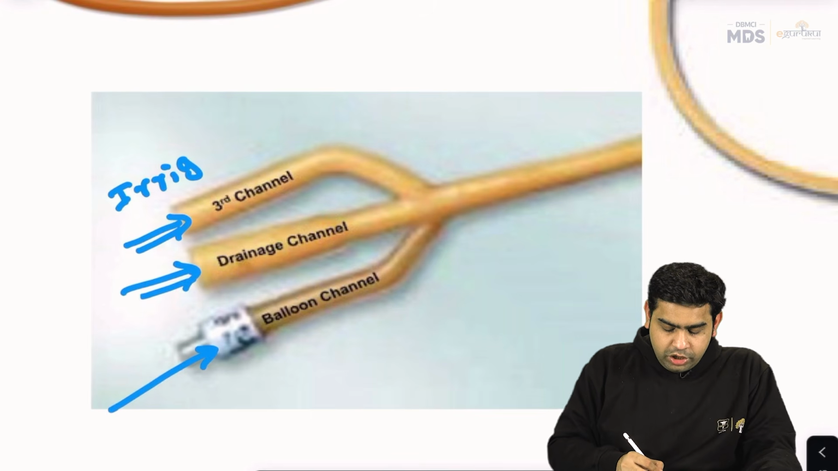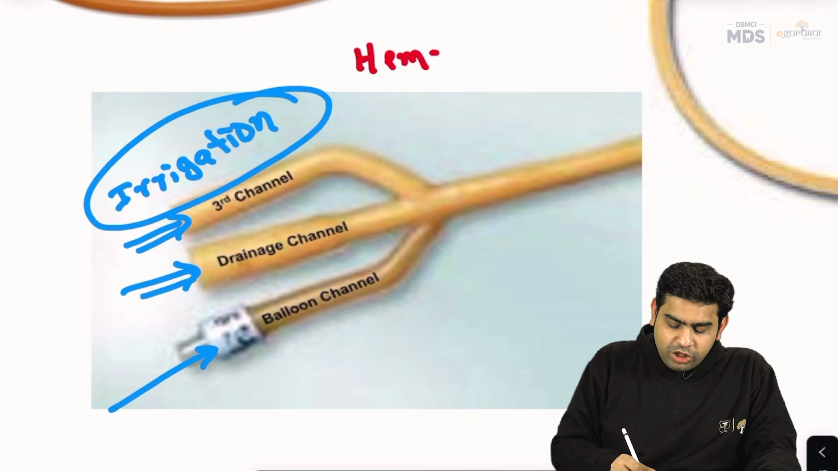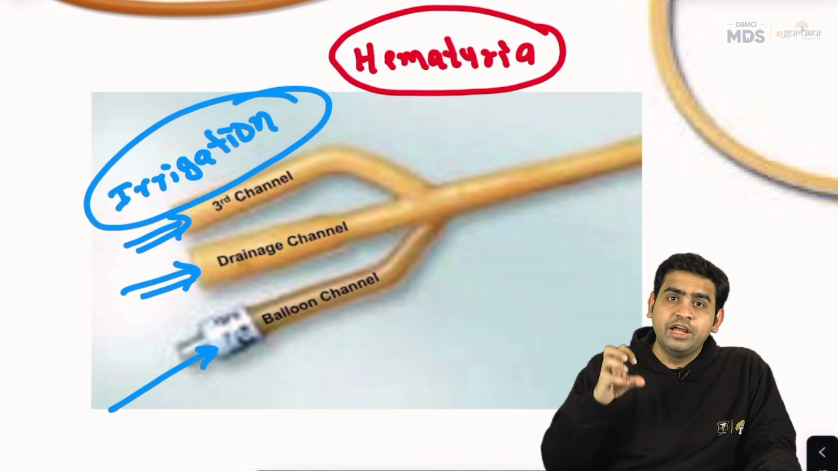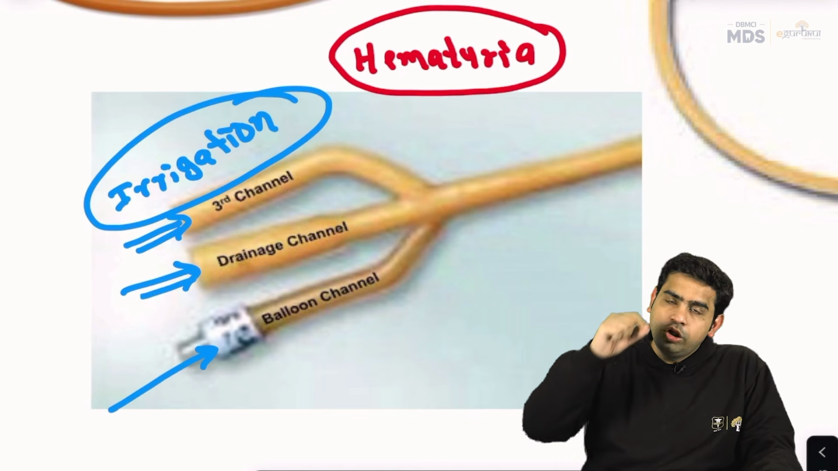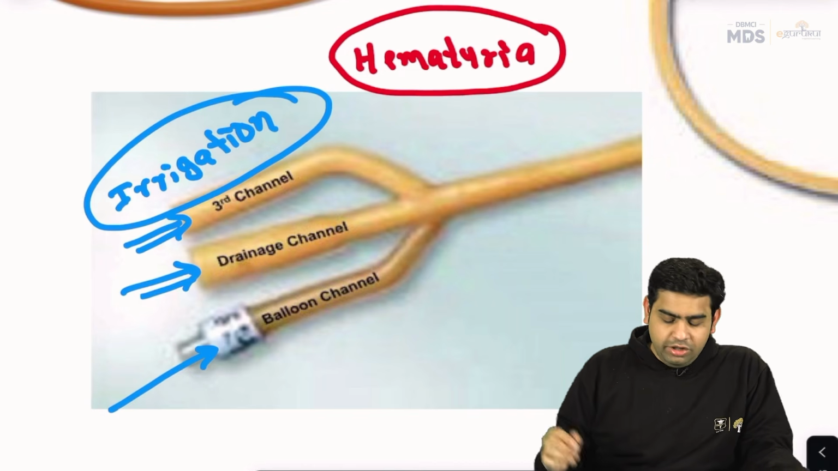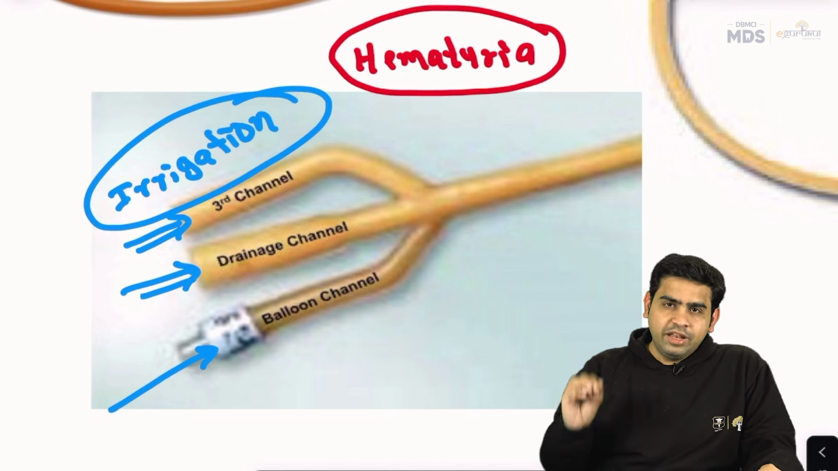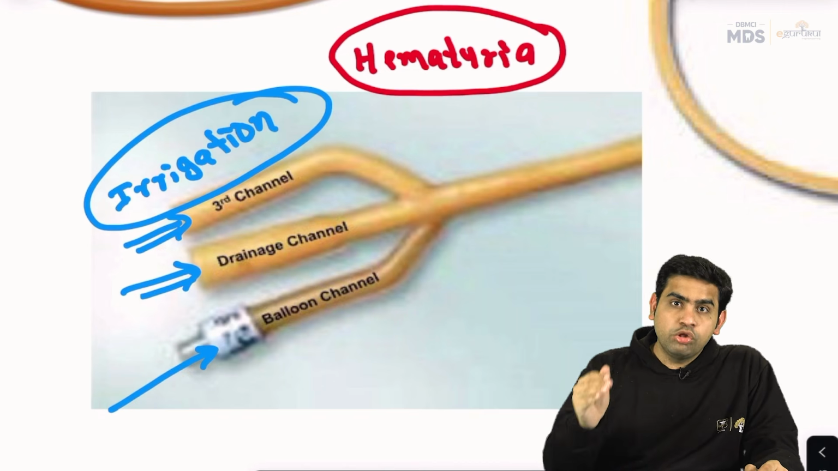irrigation channel. Okay, so why do you want this three-way Foley's catheter? At the max, you can just understand if at all somebody is having hematuria. What do you understand by hematuria? Hematuria basically means blood in the urine. So if at all somebody is having blood in the urine, there's a chance that this blood can get coagulated inside the urinary bladder. You don't want that. And that is the reason why you start irrigation from this particular channel. So just remember, it's kind of beyond your scope for now, but what you need to understand, just remember that three-way Foley's catheters also exist, and this is something which you can use in the patients who have blood in the urine.